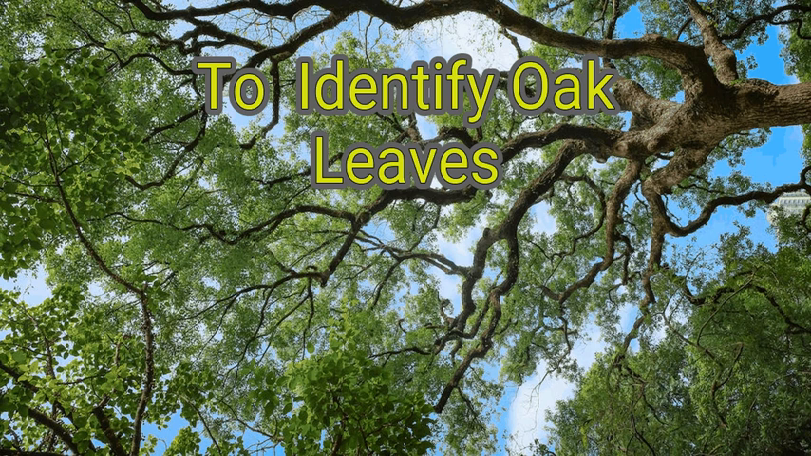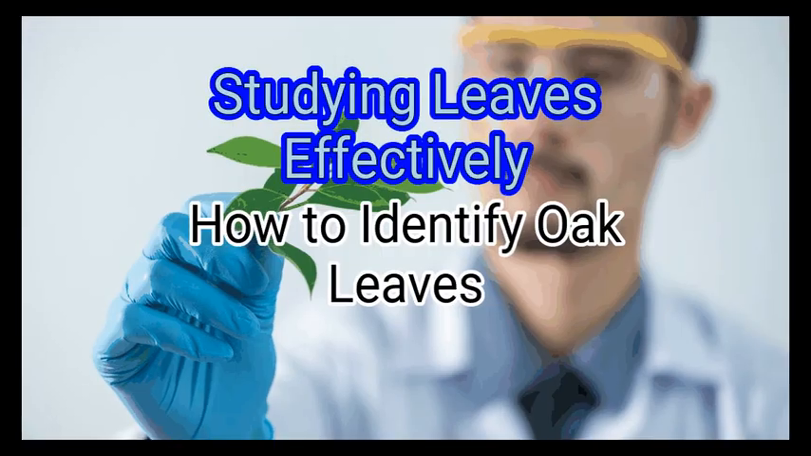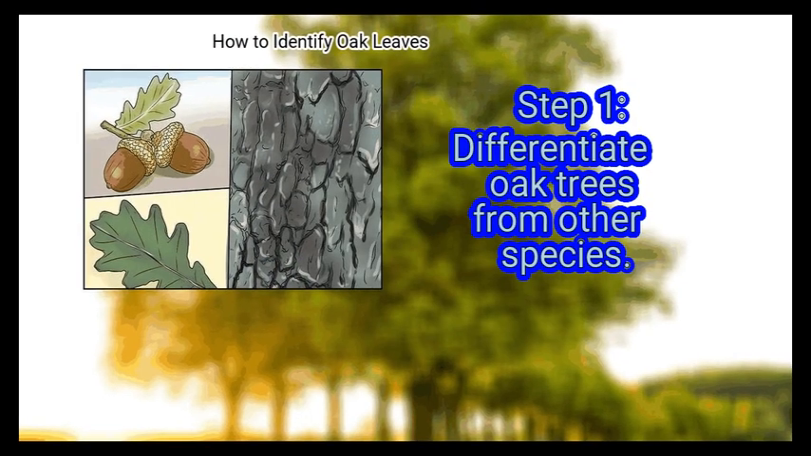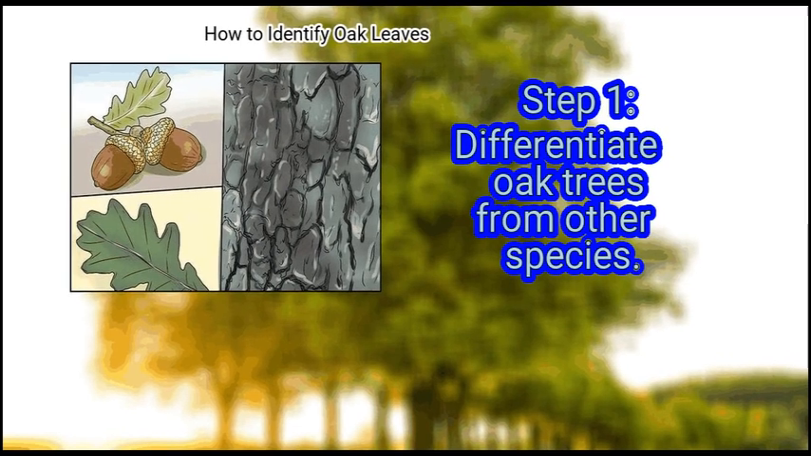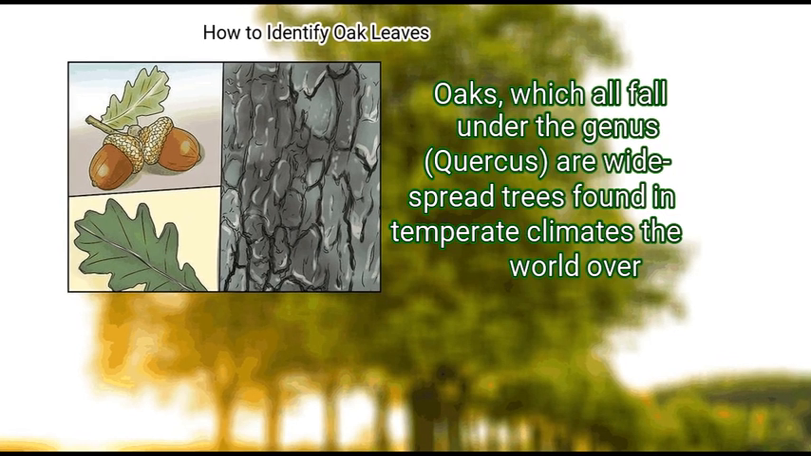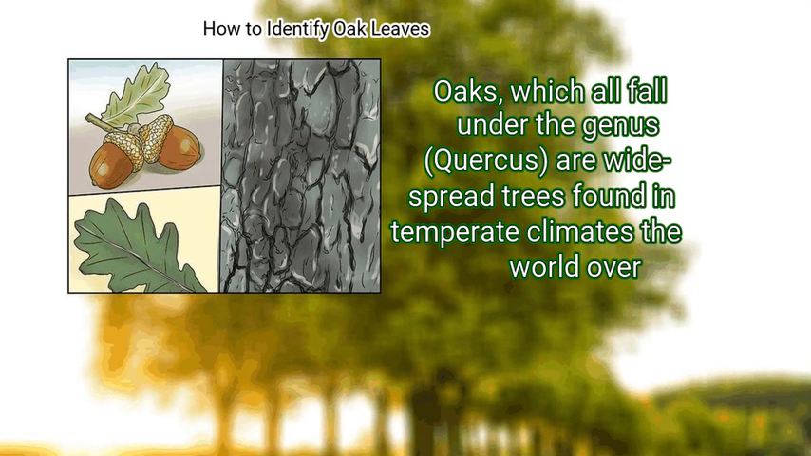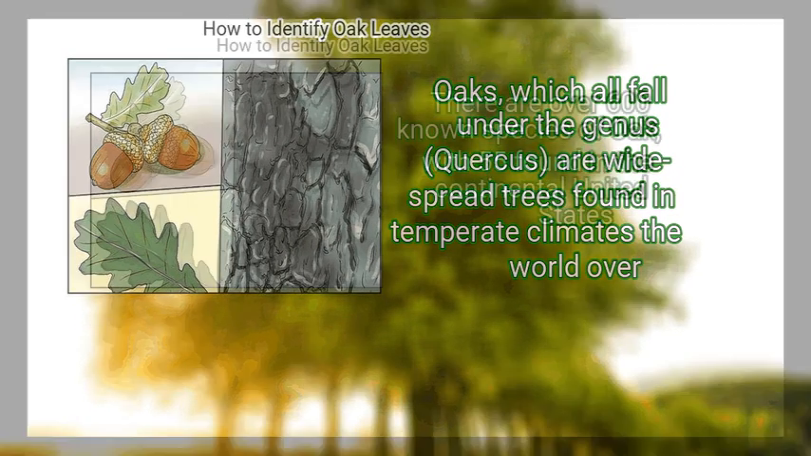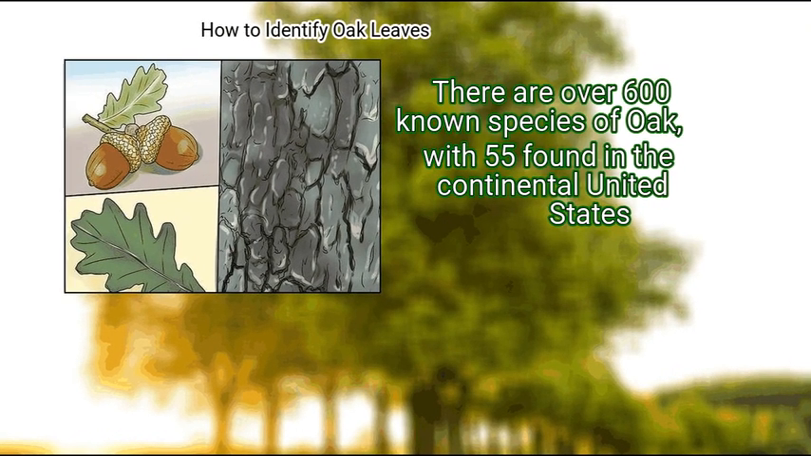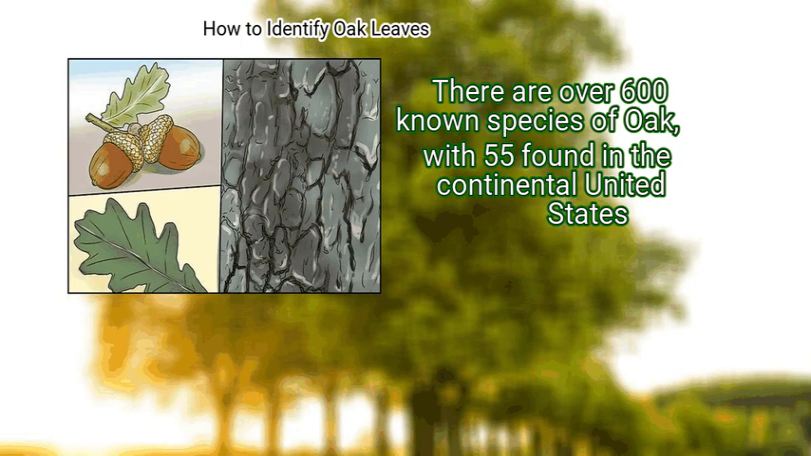So, we are going to learn about how to identify oak leaves. Method 1. Studying leaves effectively. First, differentiate oak trees from other species. Oaks, which all fall under the genus Quercus, are widespread trees found in temperate climates the world over. There are over 600 known species of oak, with 55 found in the continental United States.